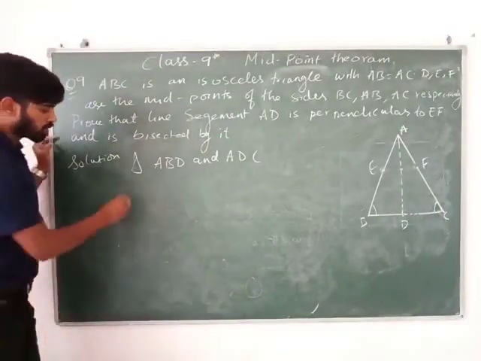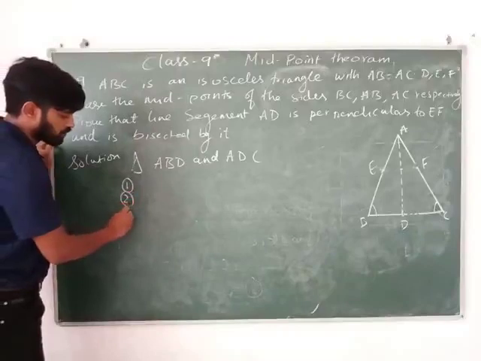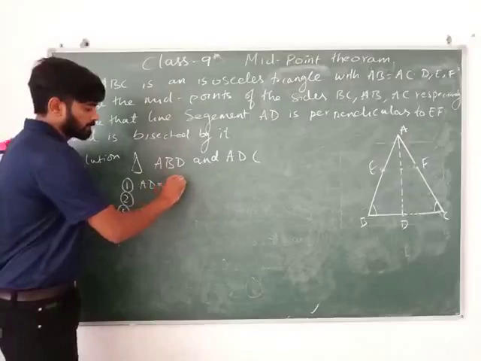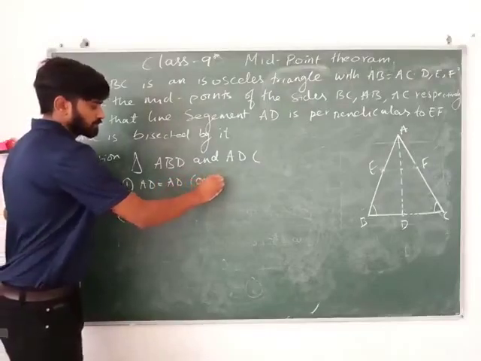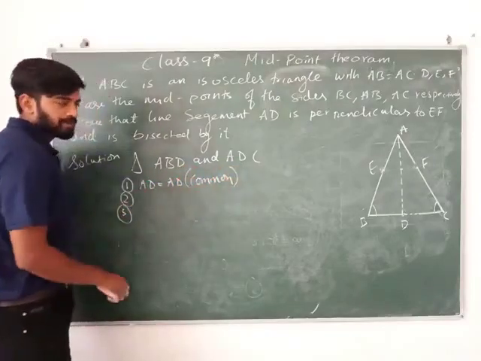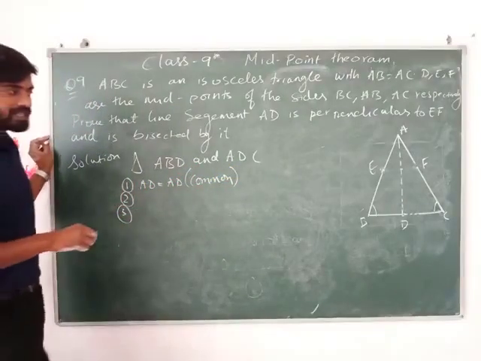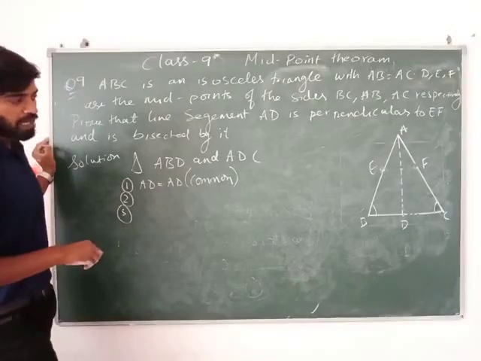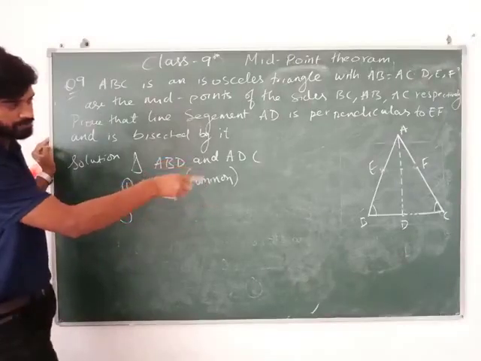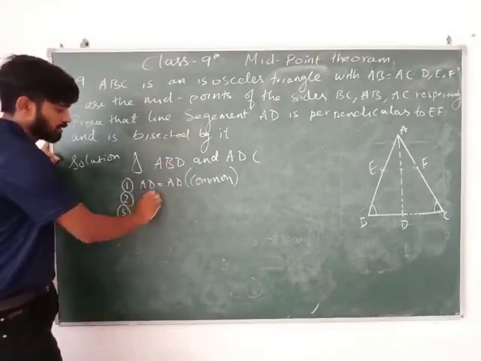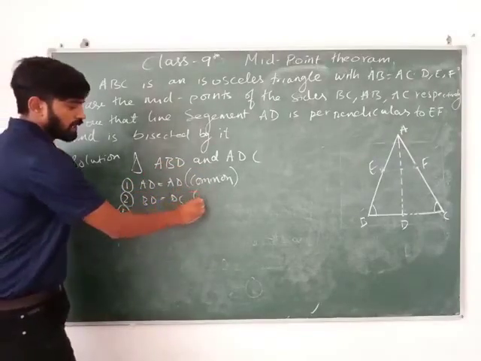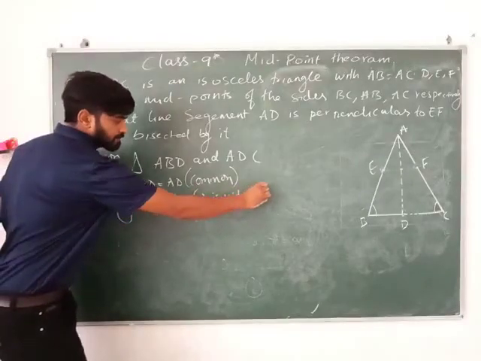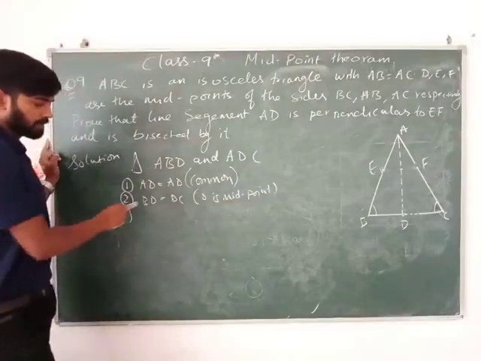If both of them are congruent, I need to prove 3 things. So what is the very first proof? I know that AD equals AD, that is common. Second, I can say BD equals DC. Why? Because D is the midpoint. They have given BD equals DC.